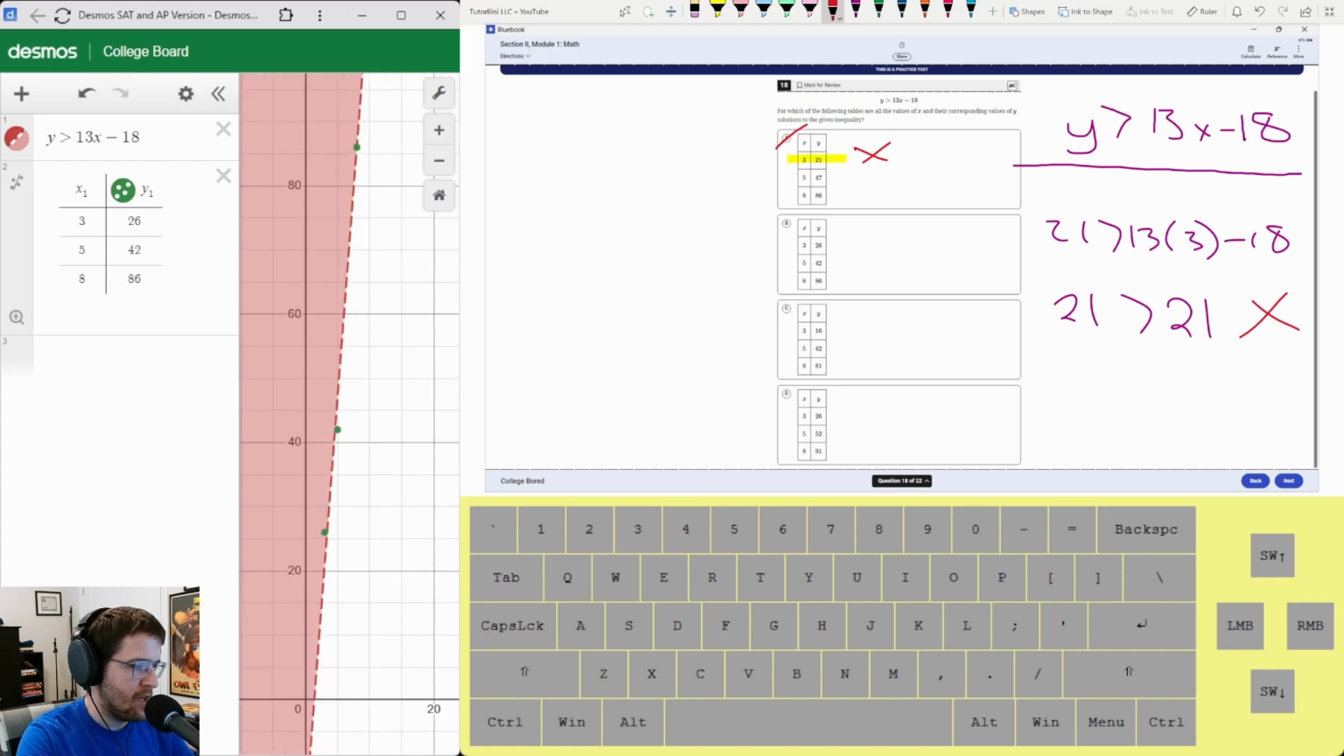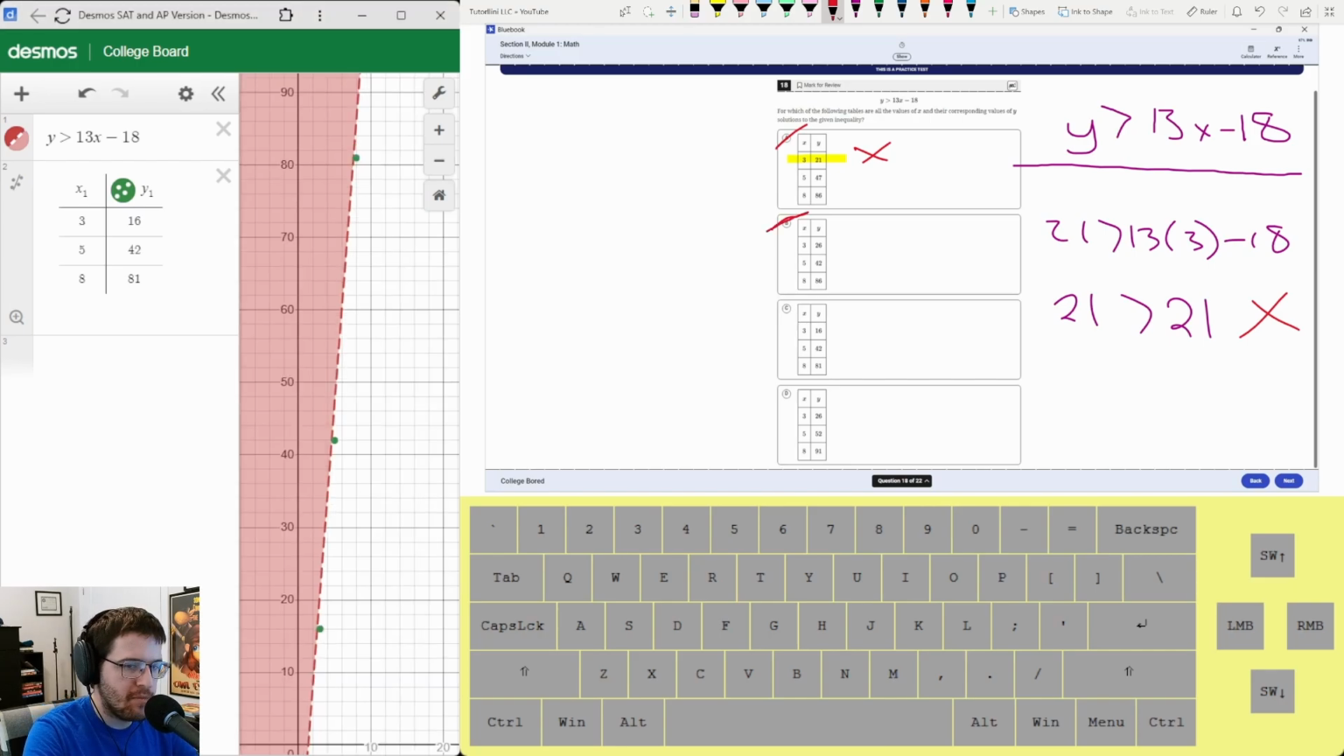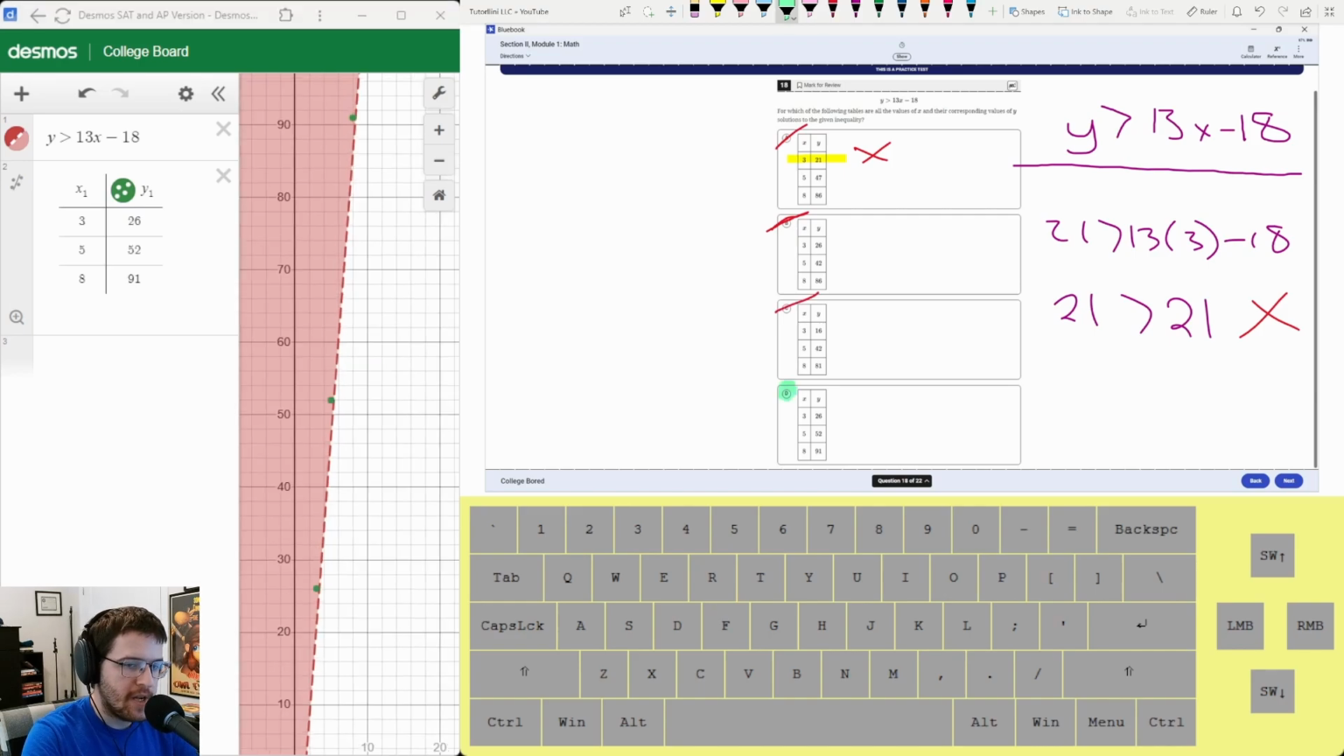Okay, B has 1 in the solution set, 1 outside, and then 1 on the dashed line. So it's got 2 points that are no good. So B is also wrong. Okay, C is looking like all 3 points are outside the solution set, so that one's wrong too. Okay, D is looking good. All 3 points are in the shaded region. So that is our answer.